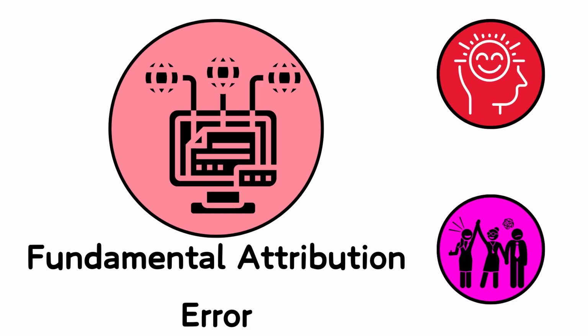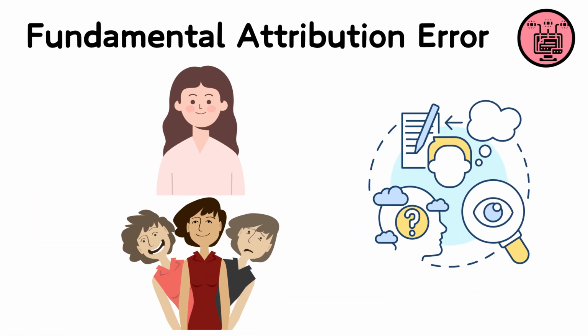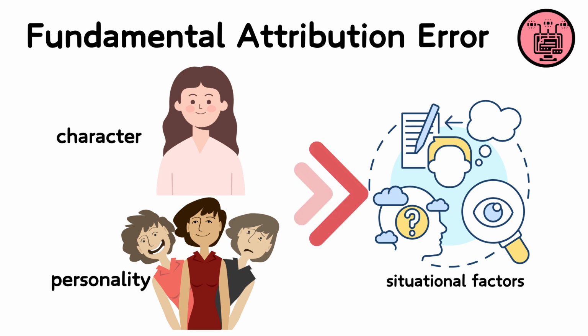Fundamental attribution error. The fundamental attribution error is a common psychological bias where we tend to attribute other people's actions to their character or personality, while attributing our own behaviors to situational factors. For example, if someone cuts us off in traffic, we might think they are rude or aggressive by nature. However, if we cut someone off, we might justify it by saying we were late or didn't see the other car.